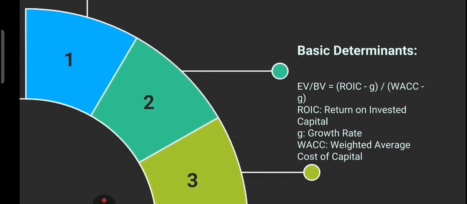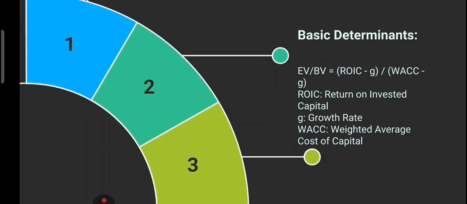So enterprise value, EV upon BV, is enterprise value divided by the book value of the assets. And this helps you see how much investors are willing to pay compared to the book value of the company assets. What are the factors which affect this EV upon BV? It is nothing but ROIC, that is called return on invested capital, small g, which is the growth rate, and WACC, which is the weighted average cost of capital. And what is the formula? So 1 upon WACC minus g is common, but in the numerator we have ROIC minus g also.